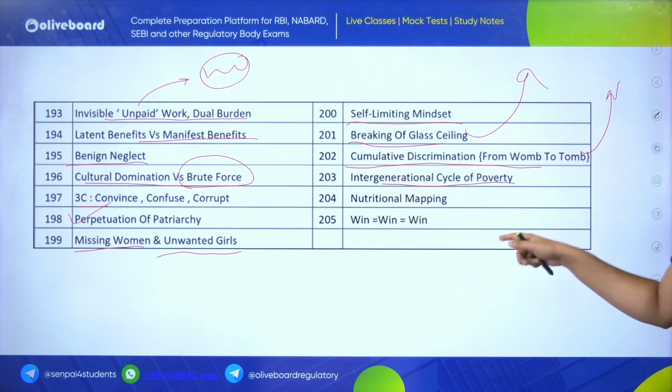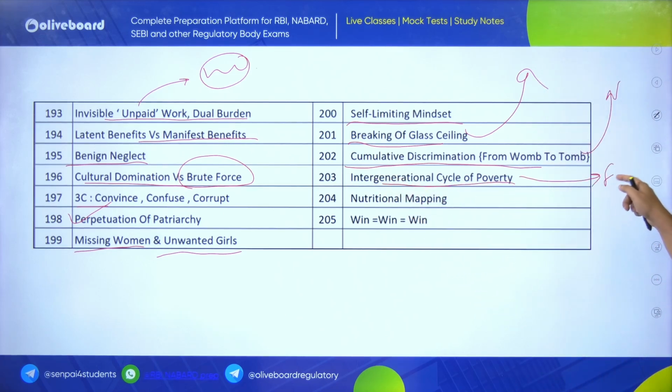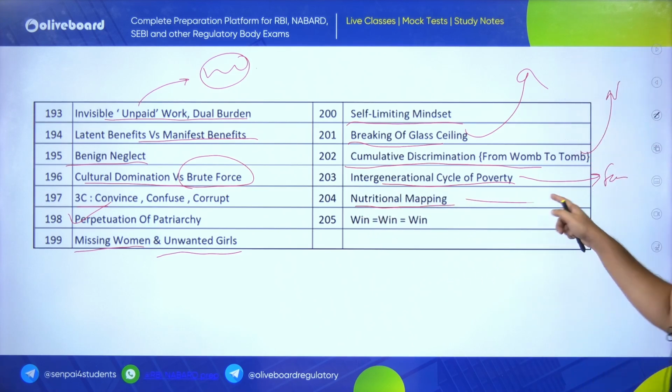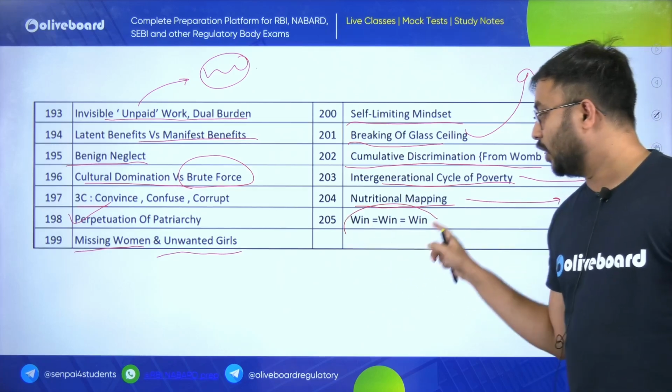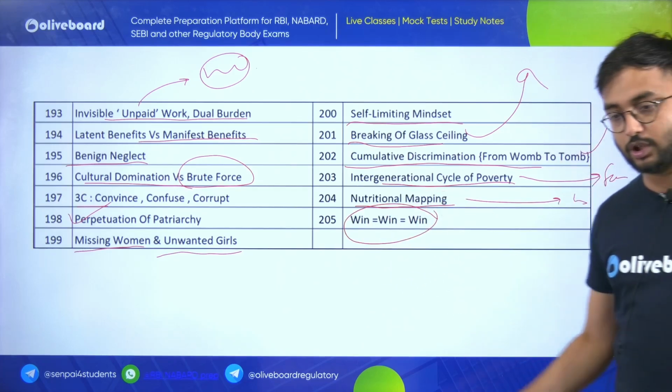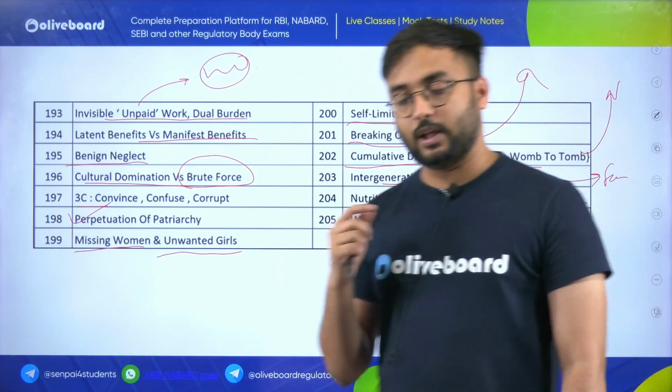Cumulative discrimination from womb to tomb, again associated with women empowerment. Intergenerational cycle of poverty, now this is associated with farmers. Nutritional mapping, associated with your overall food. And lastly, win-win situation for all. Win equals win equals win. So all these keywords are there.